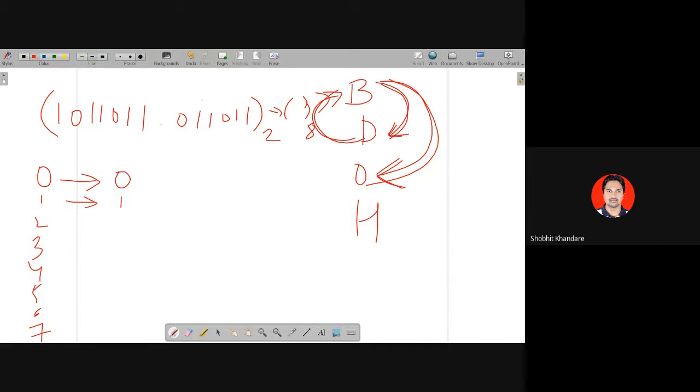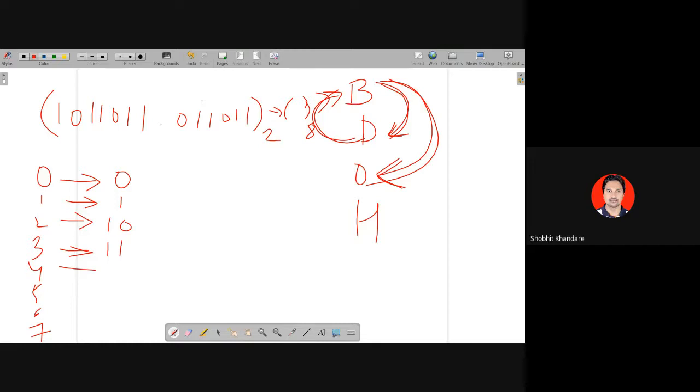You are right. Tell me how many bits are required to represent 2 in binary. Two. Tell me the binary number. It is 10. Tell me how many bits are required to represent 3. Two. Which is that? 11.